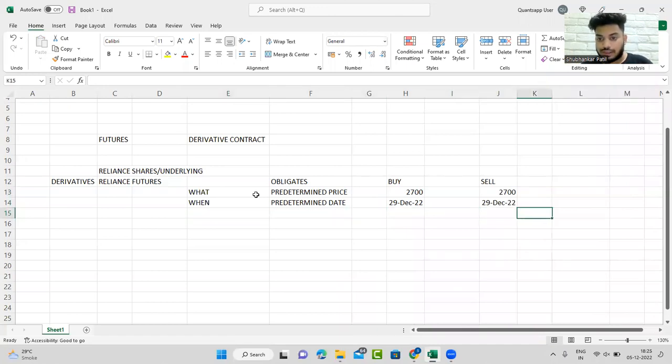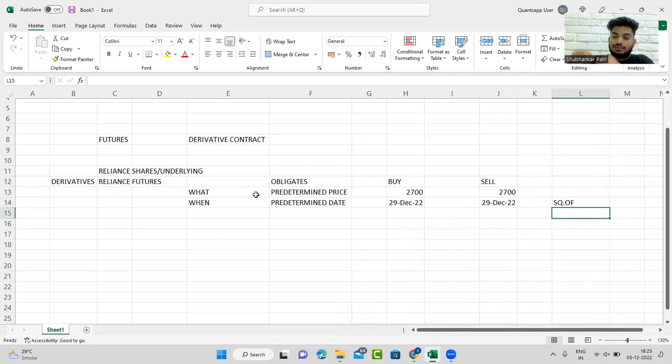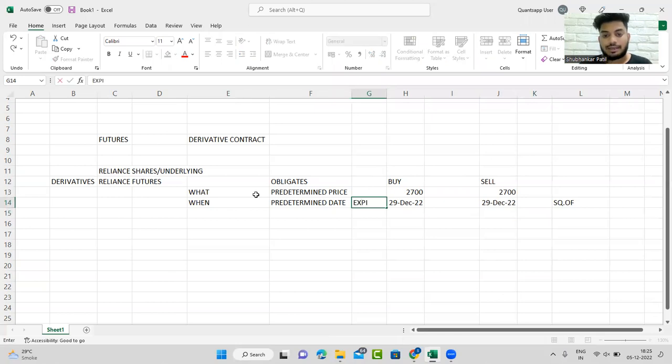Now futures can be squared off. There is a difference between square off and exercising your contract. If you actually go ahead and buy the underlying, that is exercising. If you have bought a futures contract and sold it as it is to someone else, that is square off. You can square off your trade anytime before the expiry, but post the expiry, this contract won't be valid because it is a contract at the end. So it will have an expiry date.